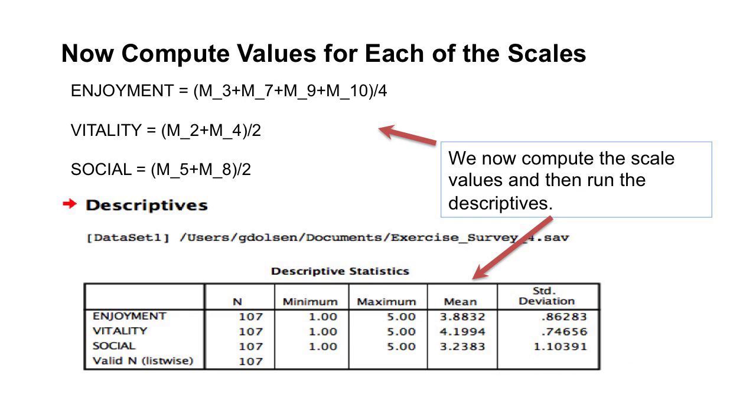Given that we know what the animals are now, we can calculate averages for each of the scales. Enjoyment would be equal to M3 plus M7 plus M9 plus M10 divided by 4. Vitality would be M2 plus M4 divided by 2. And social would be equal to M5 plus M8 divided by 2. We can then run the descriptive statistics for each of these variables.